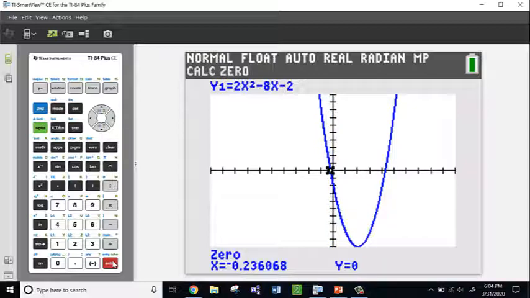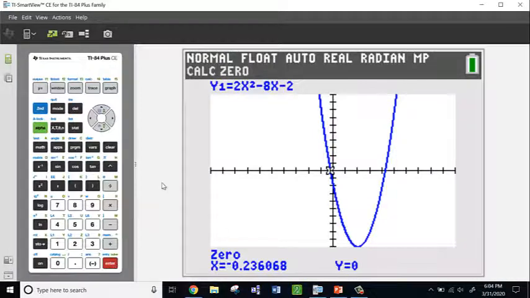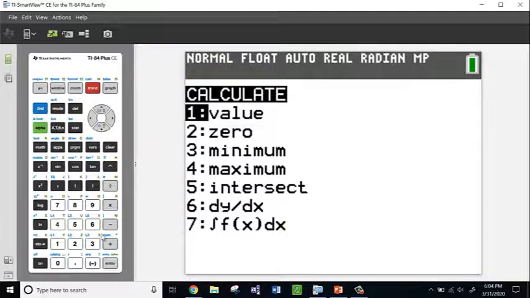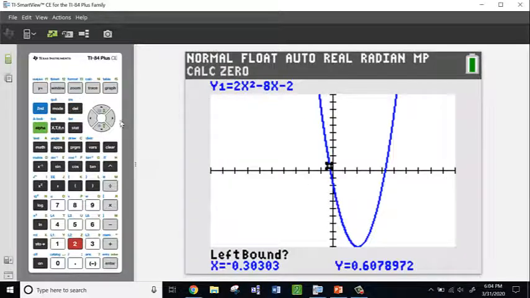So my exact answer is negative 0.236068. If I were doing this as a quadratic equation, using the quadratic formula to solve it, I would probably have to round it to about negative 0.2. And then we would do the same thing for the other one. So we'd hit second, trace, click 0 again. This time I need to arrow way over here.